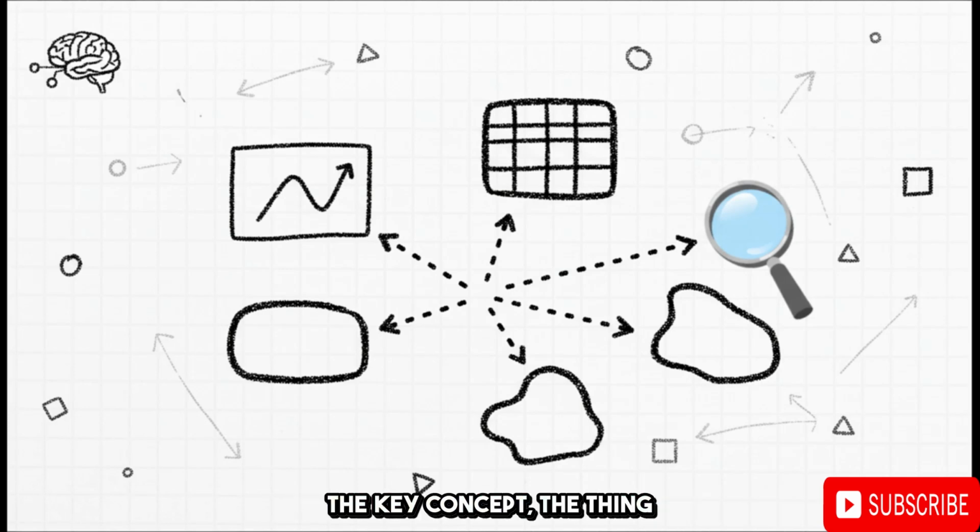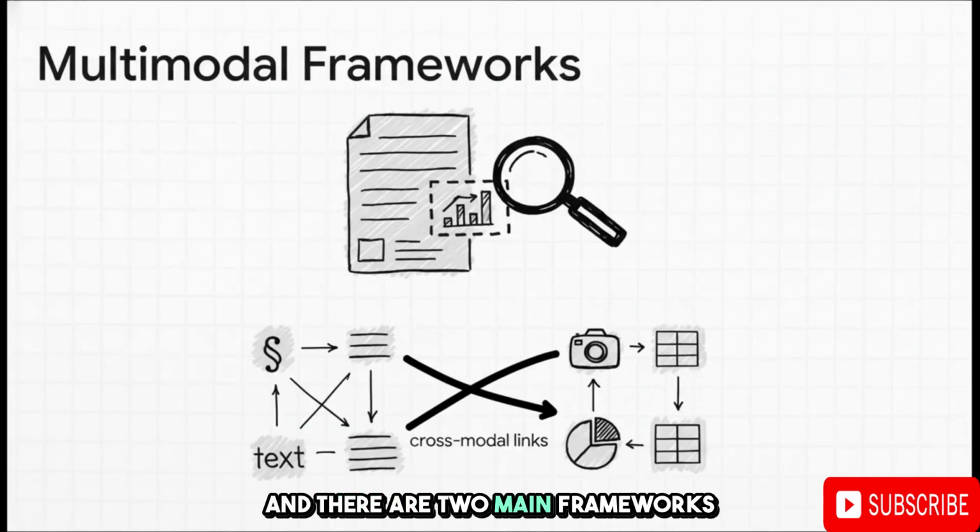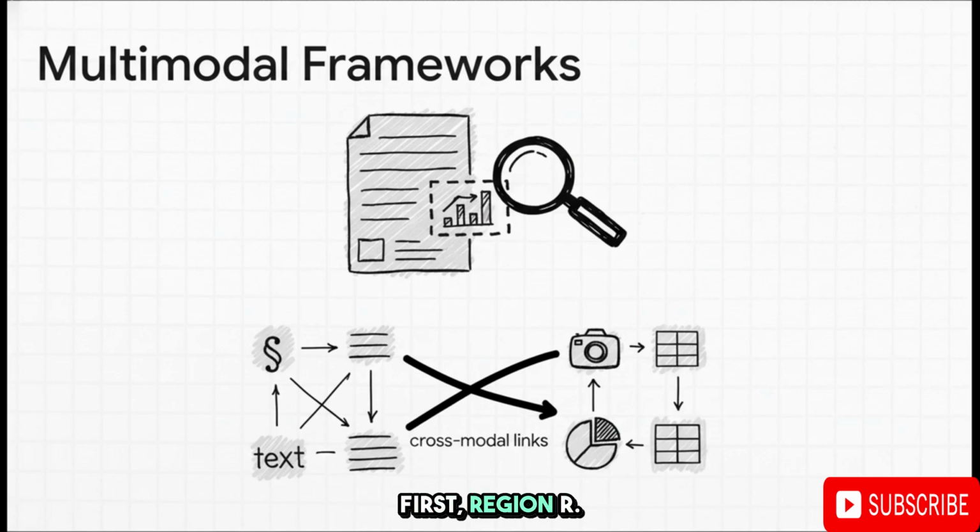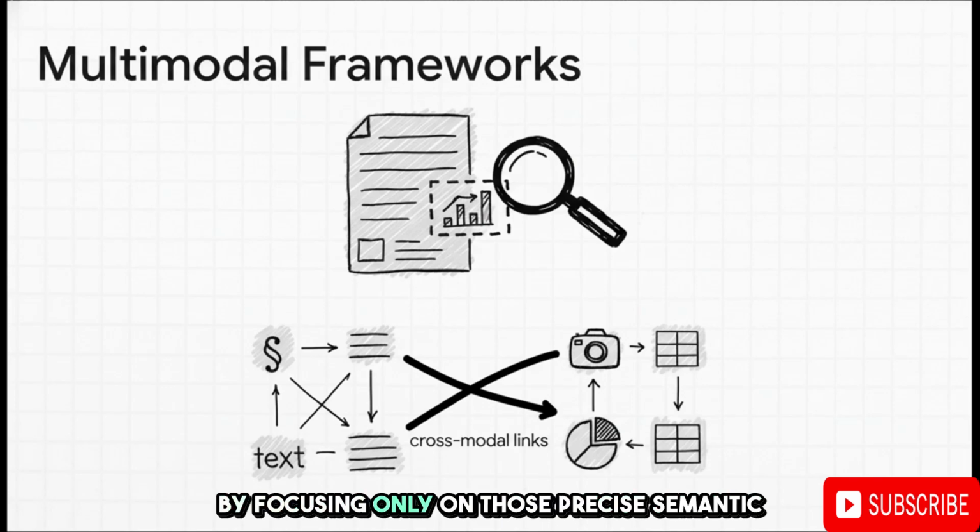The key concept, the thing to remember, is semantic regions. Instead of just taking a screenshot of a page and chunking it, we use models to intelligently understand the document's layout. We identify the important visual patches, a specific chart here, a single table there, and group them into one meaningful unit for retrieval. It's like precision engineering for our visual data. And there are two main frameworks leading the charge here. First, Region R. It's all about optimizing retrieval for complex industrial documents by focusing only on those precise semantic regions. This massively improves accuracy and cuts down on all that visual noise.